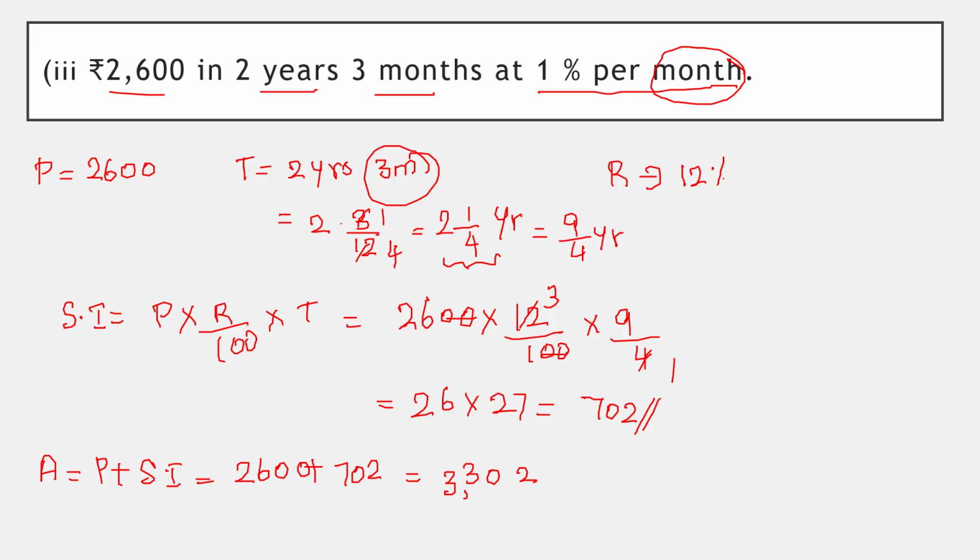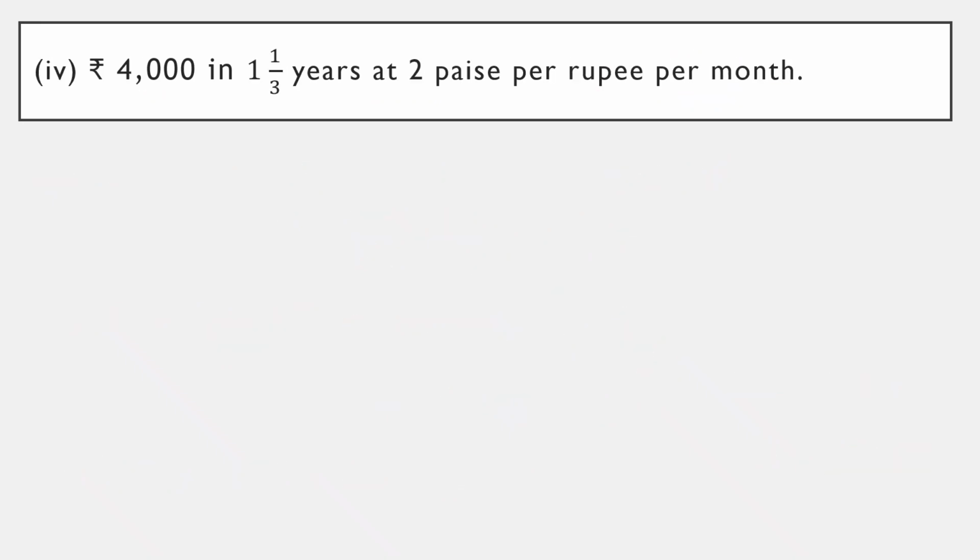Yes, we'll see the next question. Before going to the next question, we will write the answer over here separately. Simple interest is 702, and the amount is equal to rupees 3302. Now we'll move on to the next question.